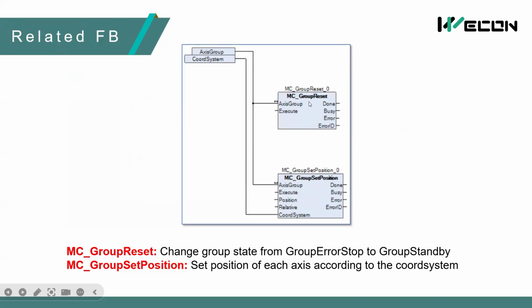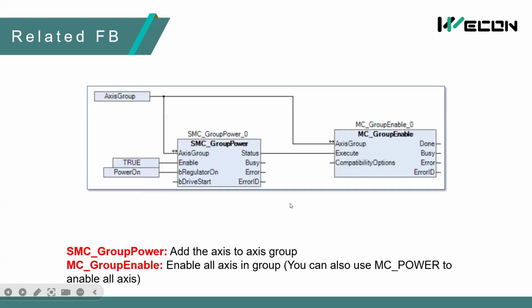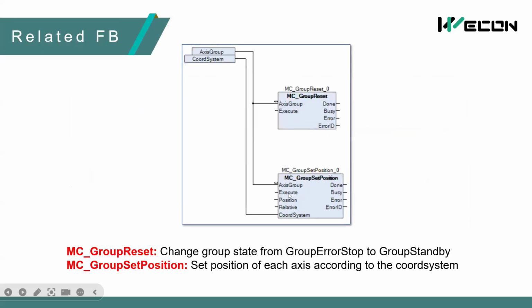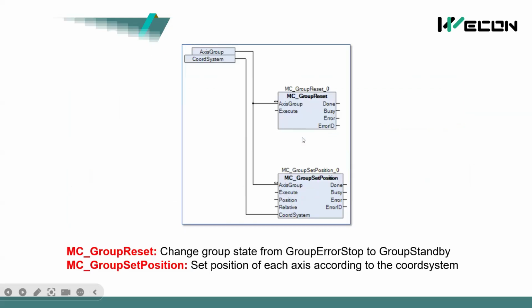And some other function blocks, for example, group reset, used to clean the error and change the group state from group error stop to group standby. And the group set position is used to set the position of the group according to the coordinate system. And also here you can put one compressor to this position and set the target position one by one.